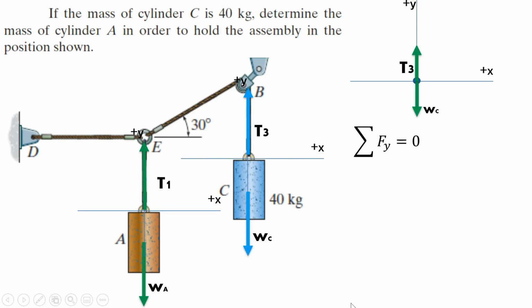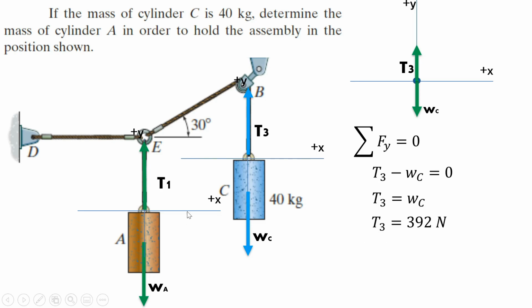For T3, from this problem we can see that T3 is just equal to weight C. To prove that, T3 minus weight C, because T3 is going up and weight C is going down, we can say that T3 is just equal to weight of C. We can solve weight of C since the mass of C is given, so that is mass times acceleration due to gravity, therefore 40 kilograms times 9.8 meters per second squared. Weight C is 392 Newtons, that is also equal to T3.